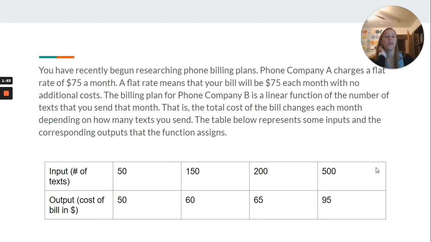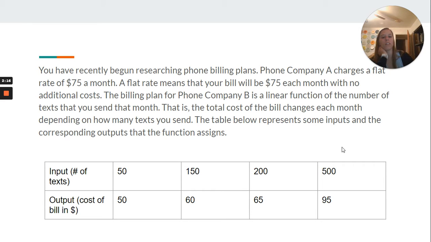So next, you have recently begun researching phone billing plans. Phone company A charges a flat rate of $75 a month. A flat rate means that your bill will be $75 each month with no additional costs. The billing plan for phone company B is a linear function of the number of texts that you send that month. That is, the total cost of the bill changes each month depending on how many texts you send.